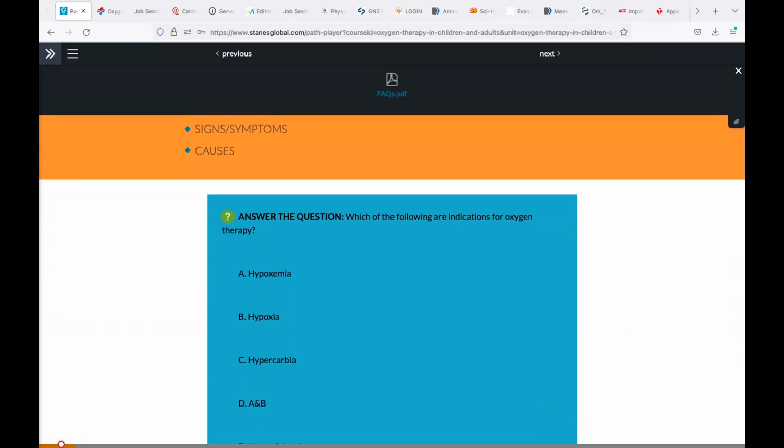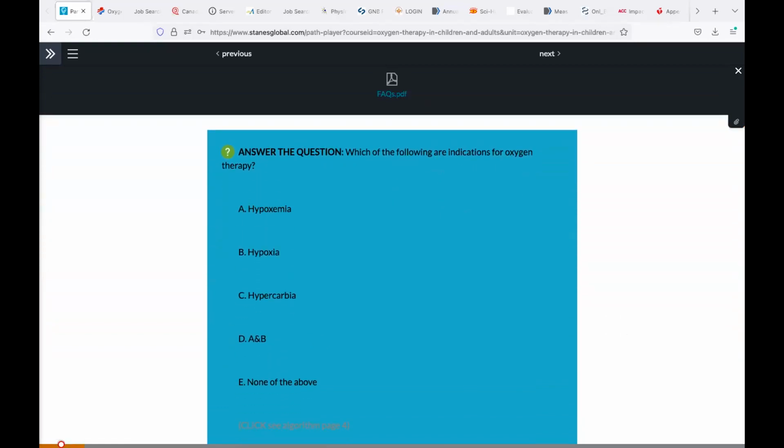So let's start with the first question here. Which of the following are indications for oxygen therapy? You can put your answer in the chat. A, hypoxemia, B, hypoxia, C, hypocarbia, D, A and B, and E, none of the above.